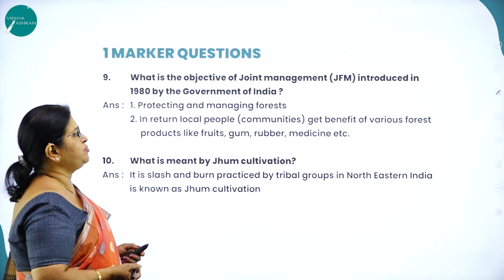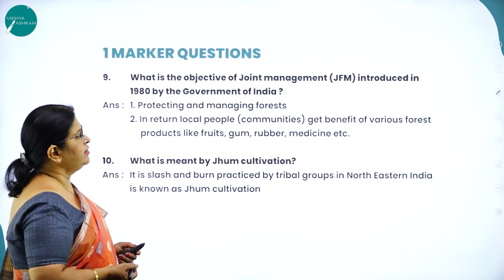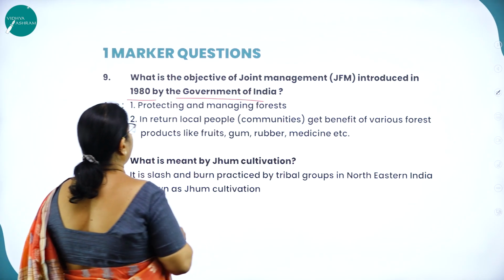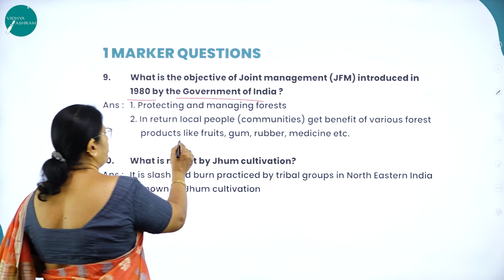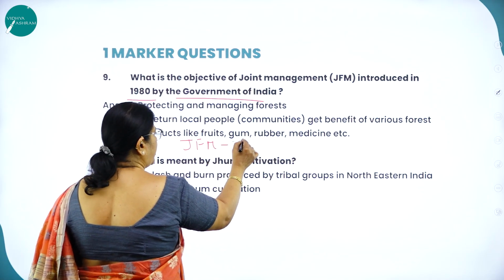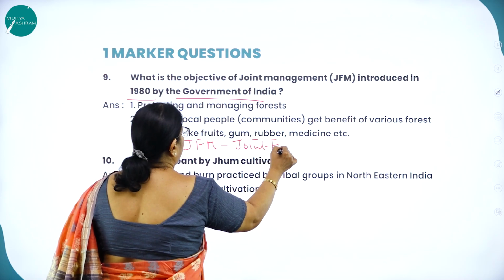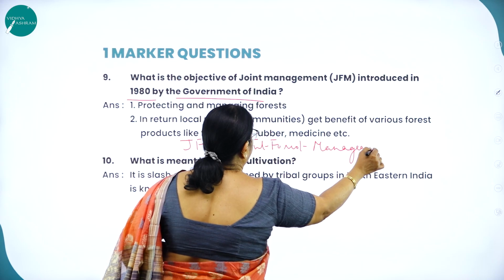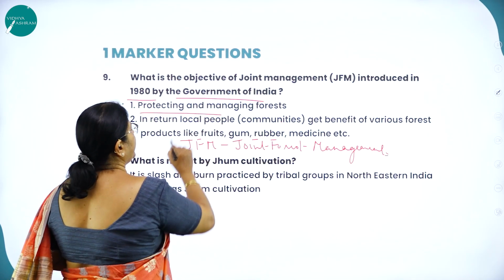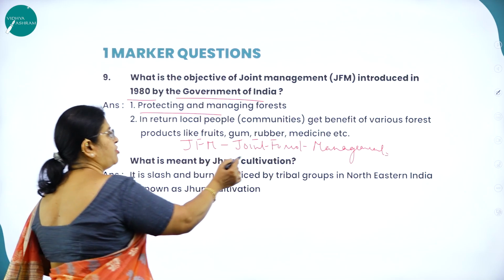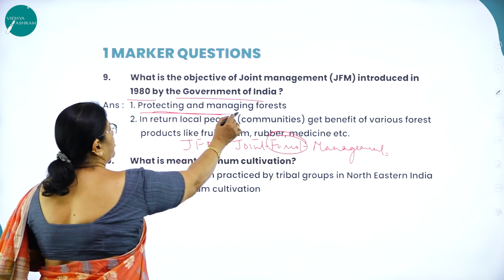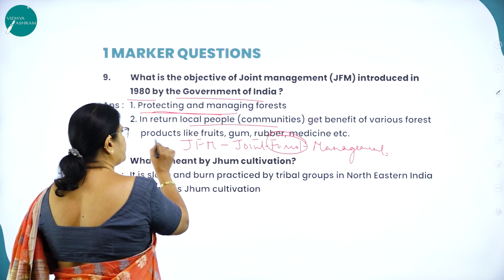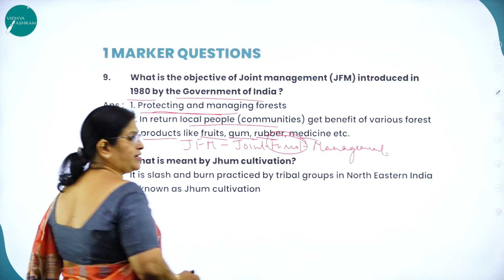Next, what is the objective of Joint Forest Management, introduced in 1980 by the Government of India? So JFM stands for what? JFM stands for Joint Forest Management. Protecting and managing, the very word itself will tell you. Joint forest management means protecting and managing forests. In return, local people get the benefit of various products like fruits, gum, rubber, medicine, etc.